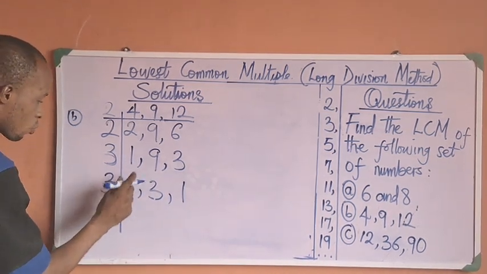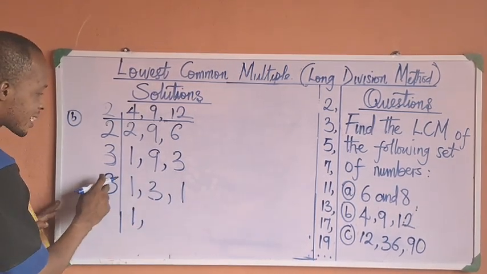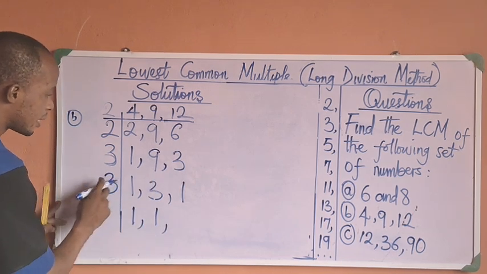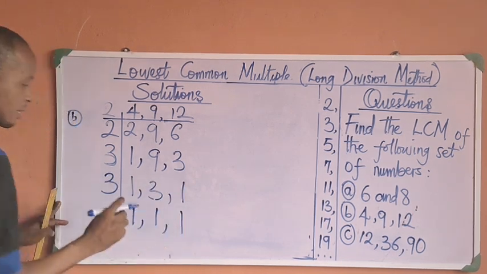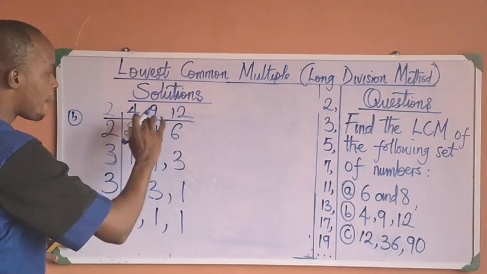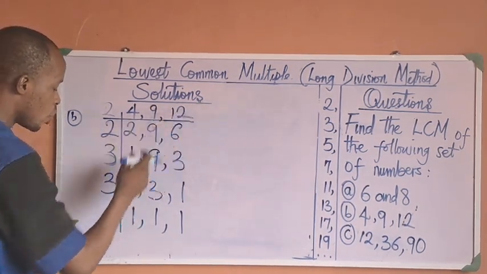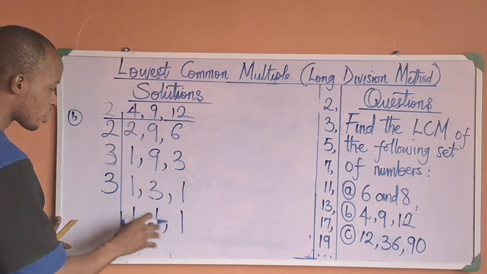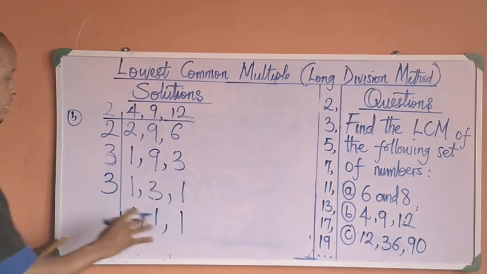Okay. 3 cannot divide 1. We repeat 1. 3 can divide 3 1 time. And 3 cannot divide 1. We repeat 1. Like I said before, once you get 1, 1 or 1, 1, 1, depending on the set of numbers you were given, once you get 1 as the last result, that is the end of your division.